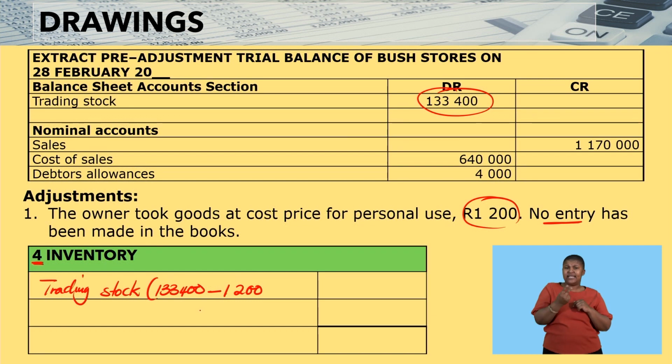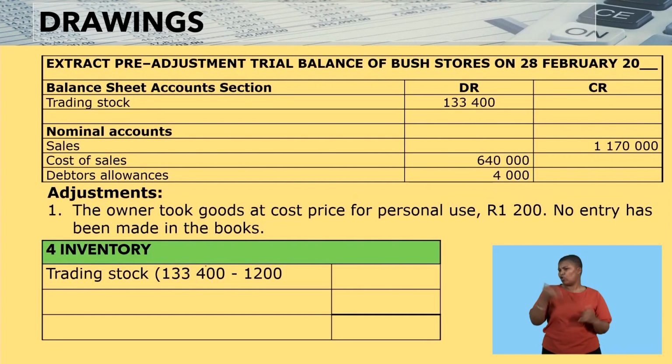Not in the statement of comprehensive income. It does not go there. Your drawings are not to be recorded in the statement of comprehensive income. However, they will affect the statement of comprehensive income when we calculate what is known as trading stock surplus and trading stock deficit. So I want you to keep following me, and I'll show you how we will do that. So this is what I have already done. This is how it looks, okay?